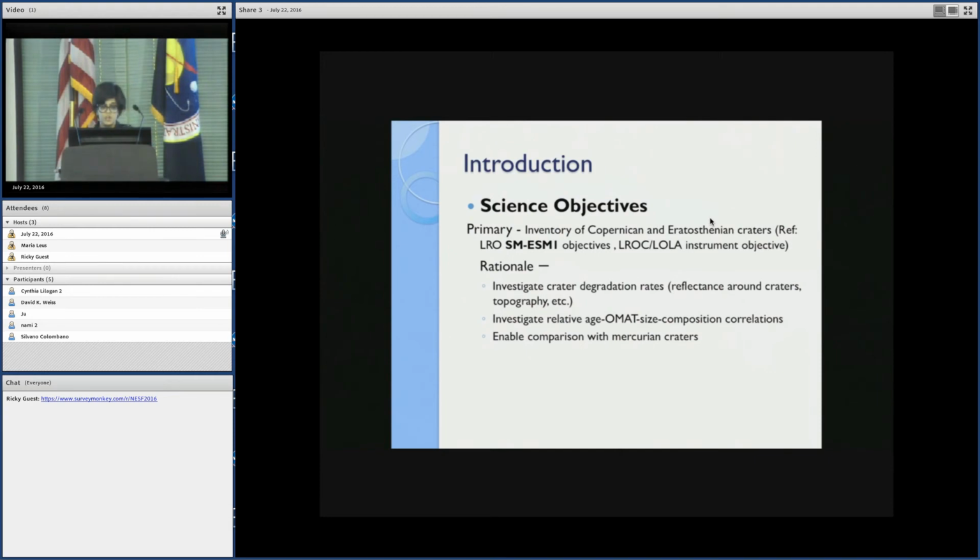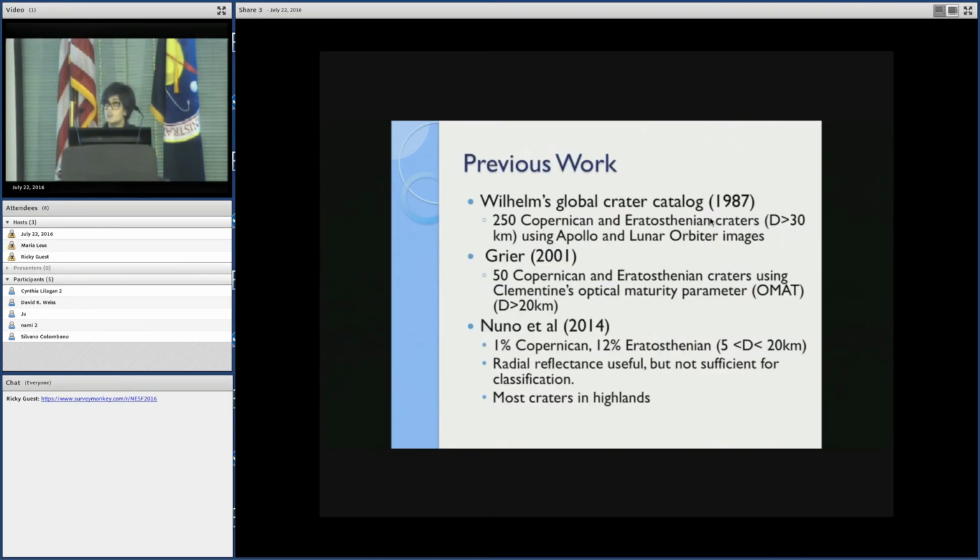One of the primary objectives of the LRO extended mission is to create an inventory of Copernican and Eratosthenian craters. The reason behind this is that it helps us investigate crater degradation rates, relative age, OMAT size composition correlations, and also enables comparison with Mercurian craters.